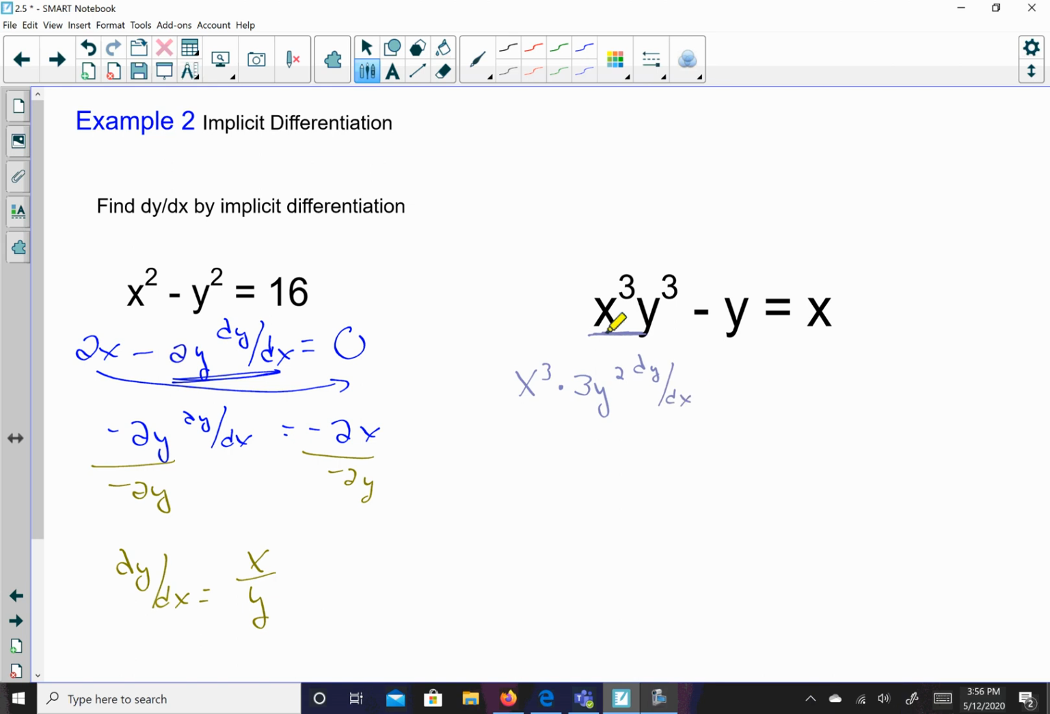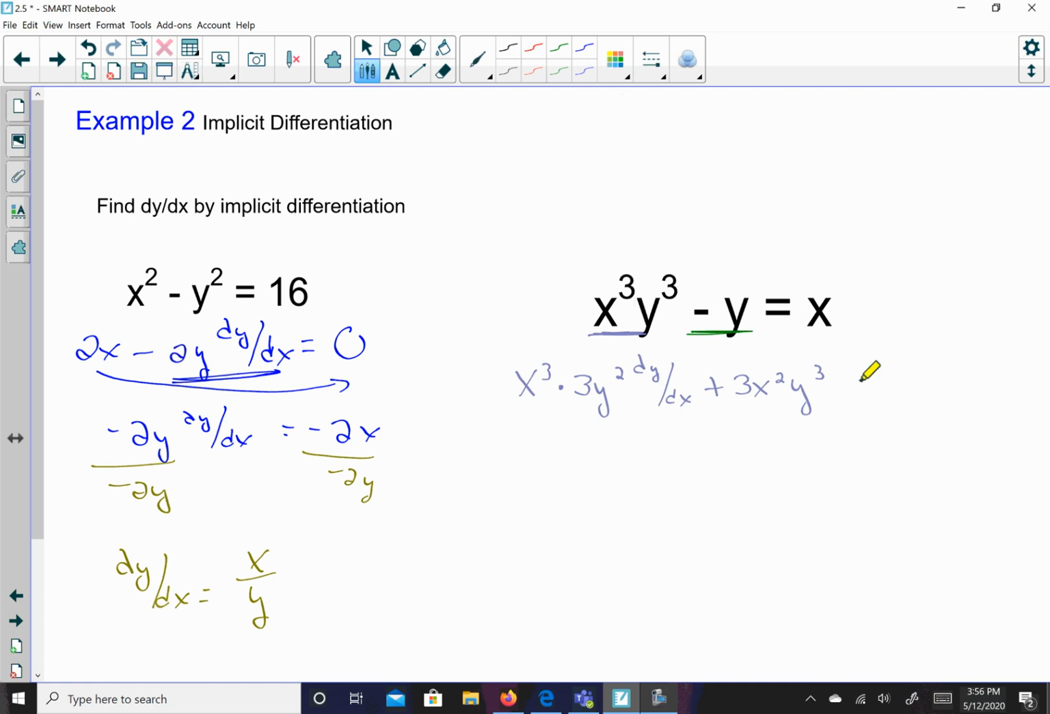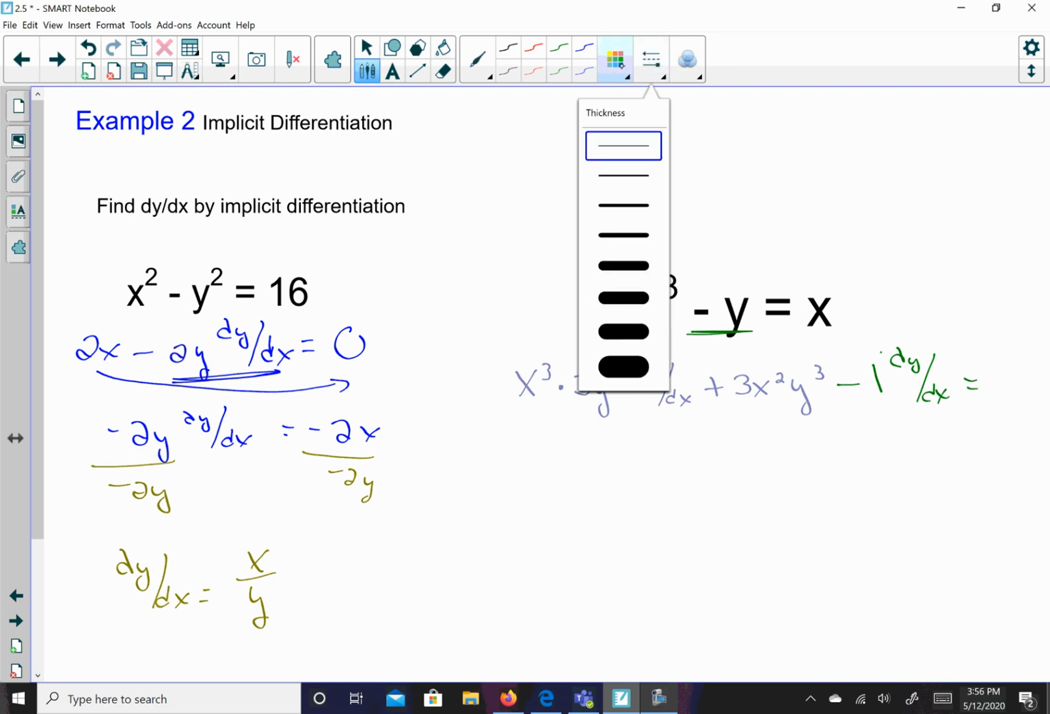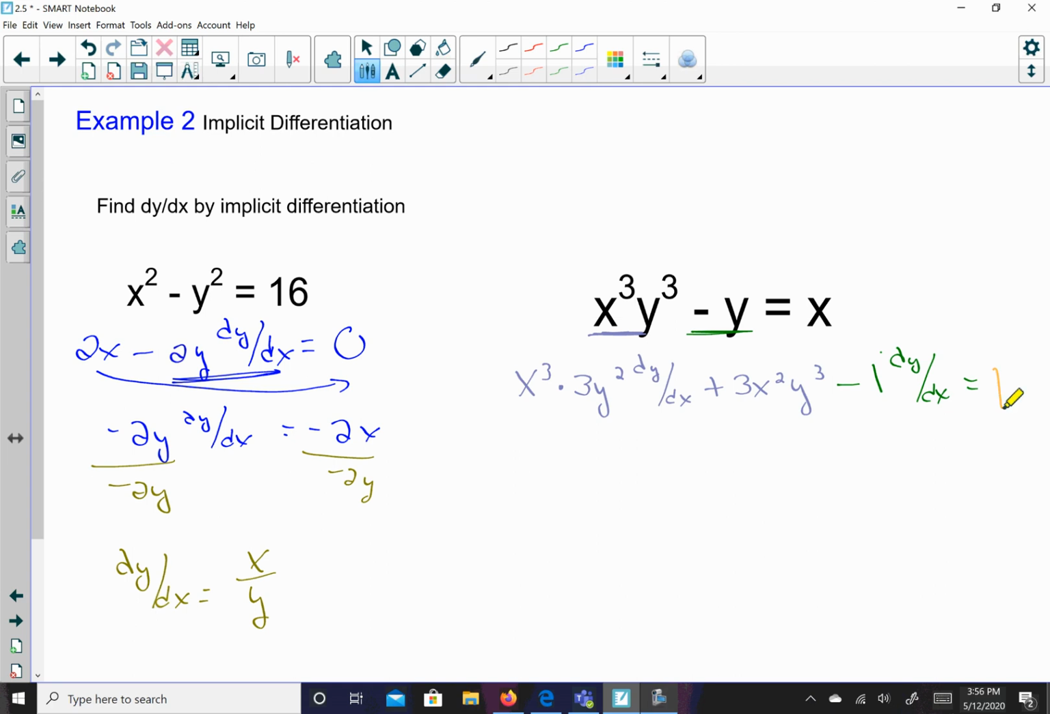Still doing the product rule, I'm going to have a plus sign. Take the derivative of x to the third, which will be 3x squared, and now I'm leaving that y to the third alone. Now I'm taking the derivative of this minus y, so this will be minus 1, because the derivative of a variable is 1. dy/dx is equal to, and then the derivative of just this x is going to be 1.